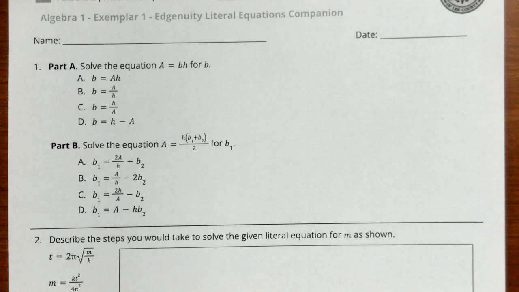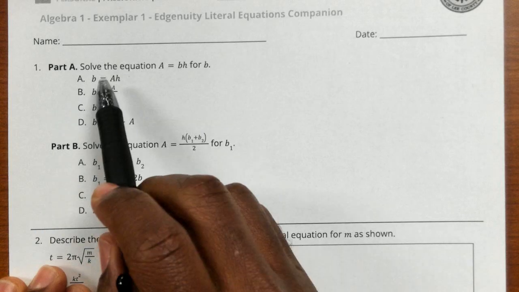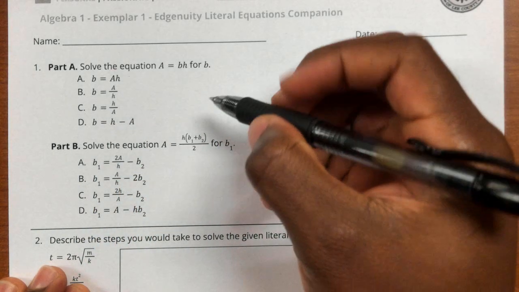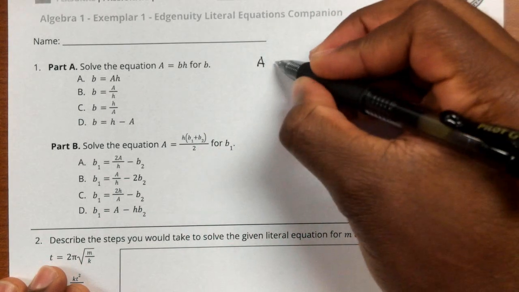Student Companion Exemplar 1. Alright, so Exemplar 1 talks mainly about literal equations. The first question says solve the equation A equals P B H, and says you're solving for B. So the aim is to get B all by itself.